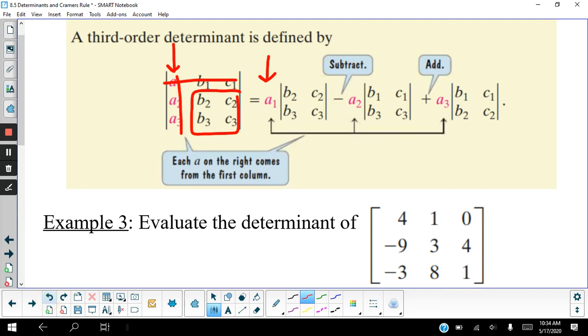Okay. Likewise, when we go to the second one, we do A2. All right, when we go to find A2, you're taking cross off that column, cross off that row, B1, C1, B3, C3. Those are the ones that are left. Okay, and then likewise, if we're finding this one, A3, cross off, we're finding the determinant here. Okay?